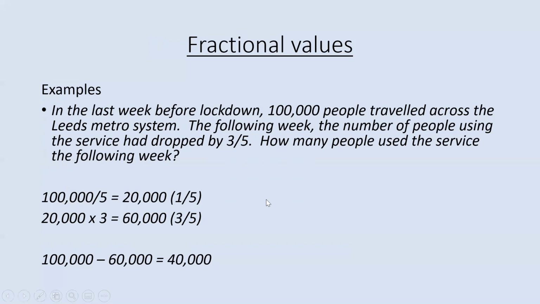So 100,000 divided by 5 equals 20,000. That's what 1/5 is worth. Then we multiply that 20,000 figure by 3, because the fractional value, it had dropped by 3/5. So 20,000 times 3 equals 60,000, which is what 3/5 is worth. We want to find out how many people used the service the following week. So we just do 100,000 take away 60,000, and that gives us an answer of 40,000 people used the metro service that week.